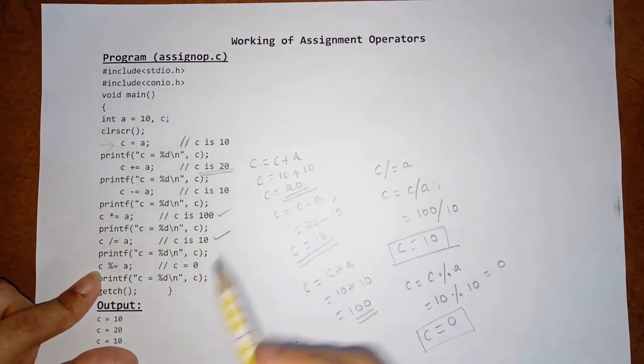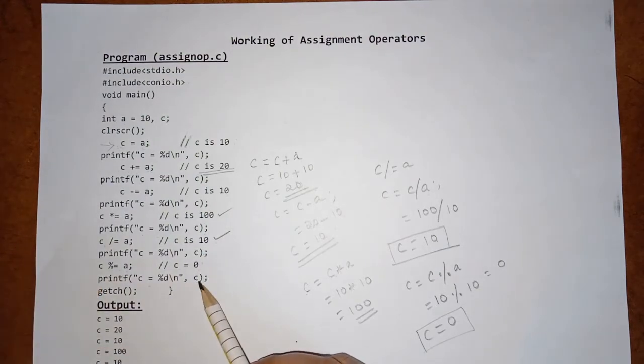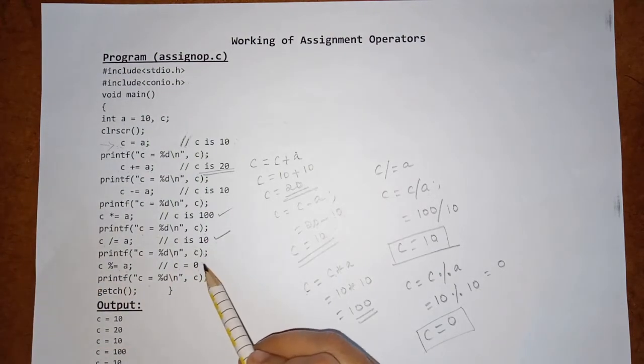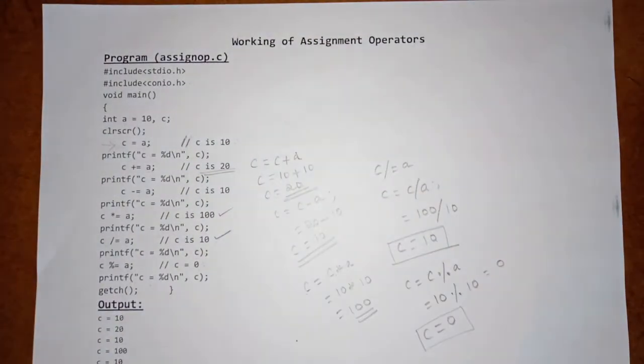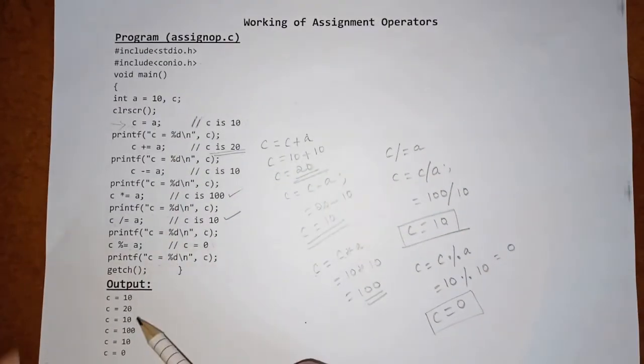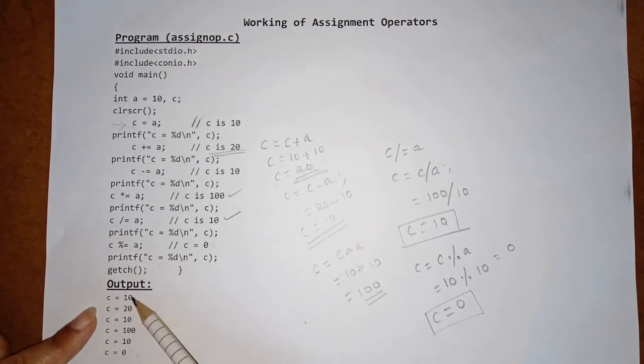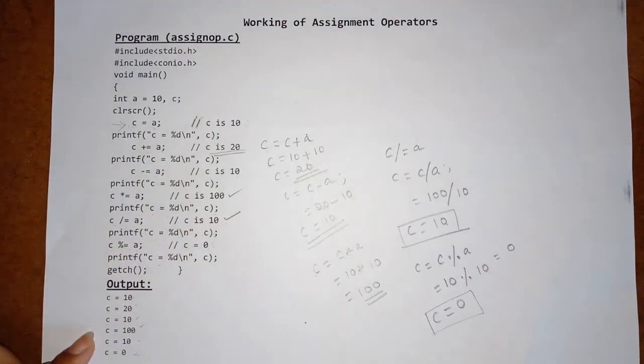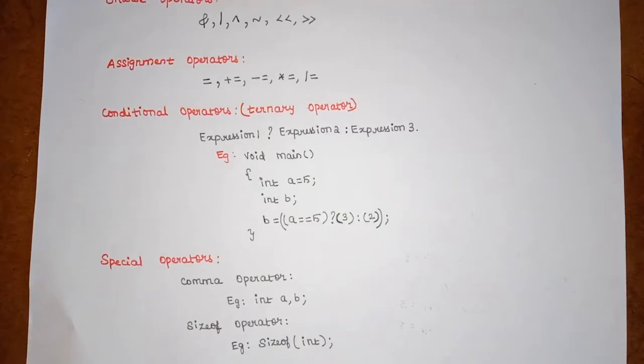So now when you try to print the value of C, the C value will be printed as 0 only. Okay, because this is the final updated value of C after performing all these computations, right? So this is how the output will be displayed. C is equal to 10, then 20, then 10, we got 100, 10 and finally 0. This is about the assignment operators.